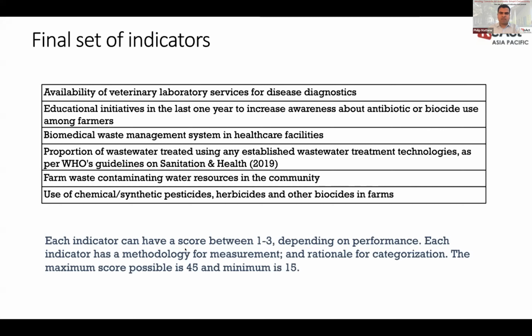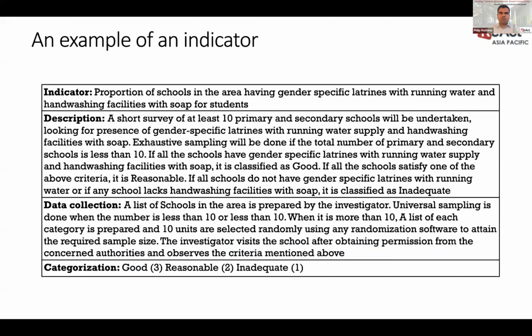Each indicator can have a score between 1 and 3, and we had a definite categorization rationale about whether the community should get a score of 1, 2, or 3. So the maximum score possible in this context is 45, and the minimum is 15. Just to show you an example of how we did it. This is the proportion of schools in the area having gender-specific latrines with running water and hand washing facilities with soap for students.